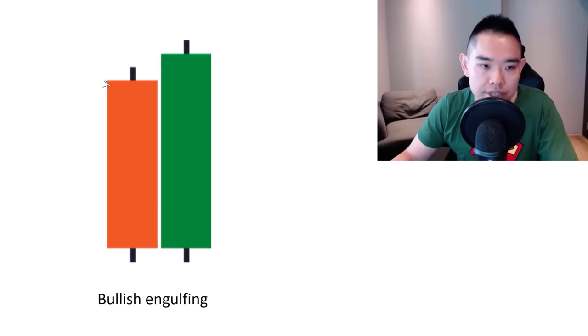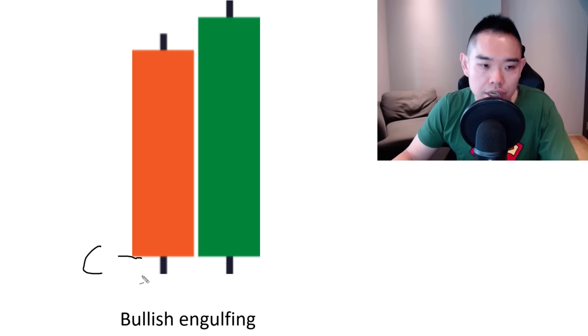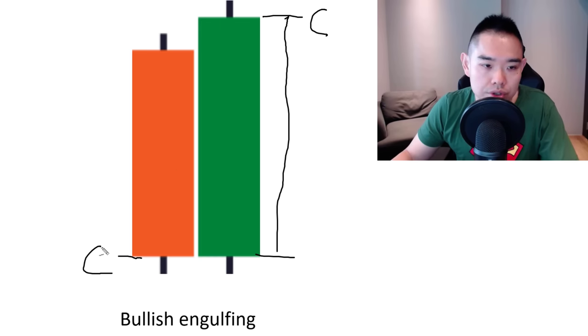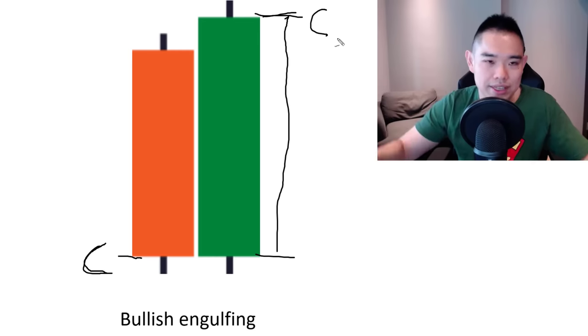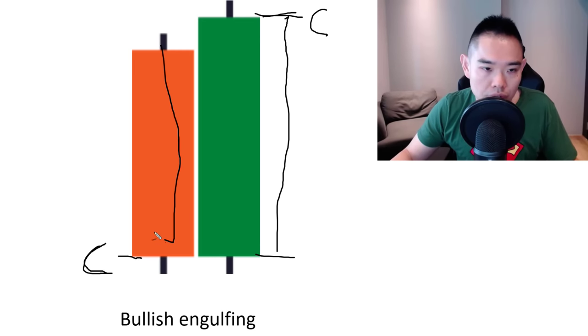So the first candle over here, you can see the sellers are in control, closing near the lows of the day. And the second candle is where the buyers stepped in and pushed the price to close near the highs of the day over here. So this is the closing price for the first day. This is the closing price of the second day. So you can see, it's like the hammer. Sellers in control, buyers step in, push the price up higher, close near the highs of the day.